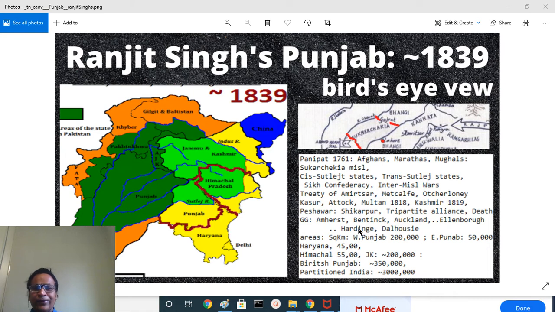Hardinge was the Governor General of the Presidency of Bengal, at Fort William, during whose regime the First Anglo-Sikh War was fought during the winter of 1845 and 46. Then a couple of treaties, and finally Dalhousie, under whose regime the Second Sikh War was fought, and the kingdom was annexed to the East India Company's territories.